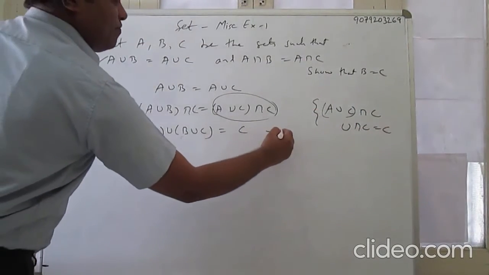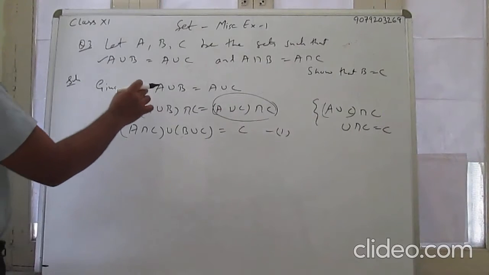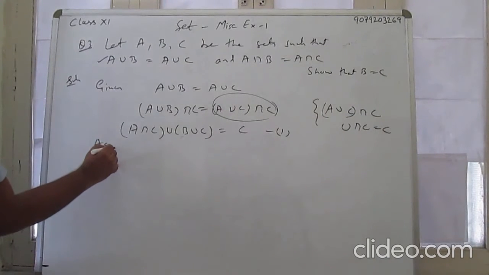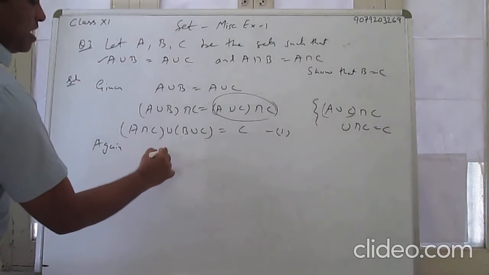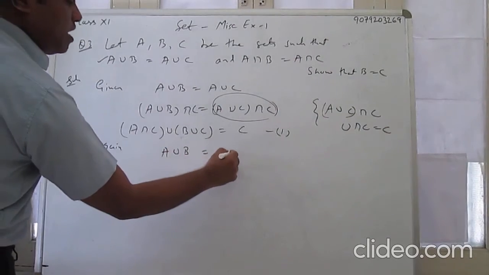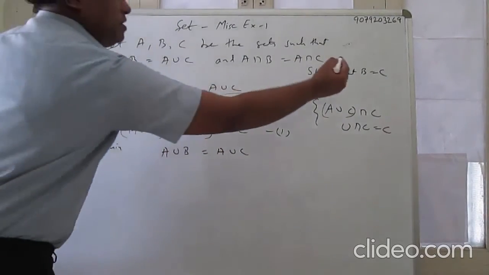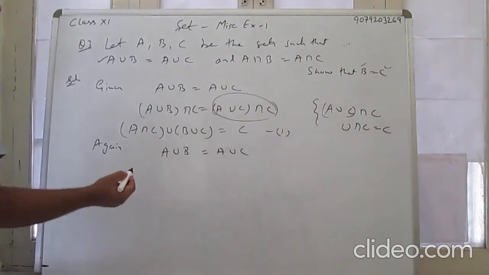This is equation 1. Now again we take this relation A union B is equal to A union C. Now ये C ऑपरेट कर दिया, B को ऑपरेट करेंगे.